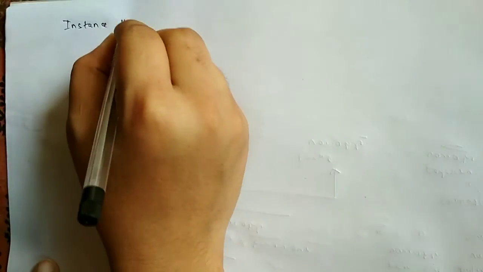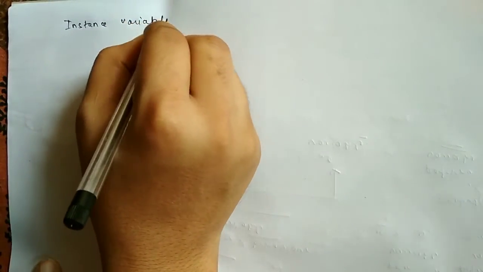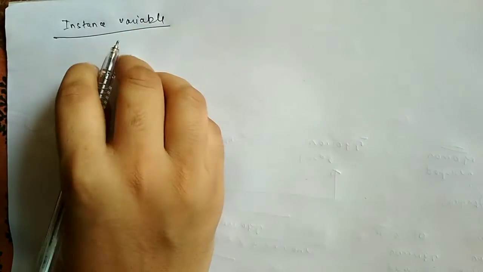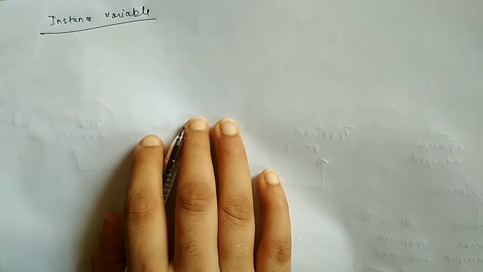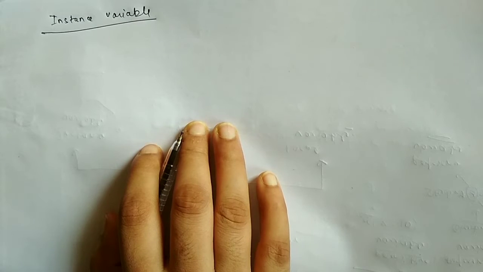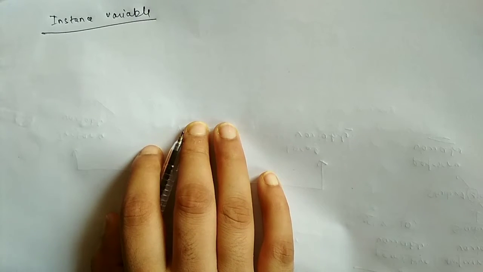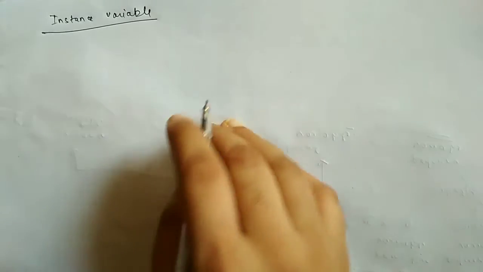So here we will look at what an instance variable is and when we can take an instance variable. If the value of a variable varies from object to object, such types of variables are called instance variables.